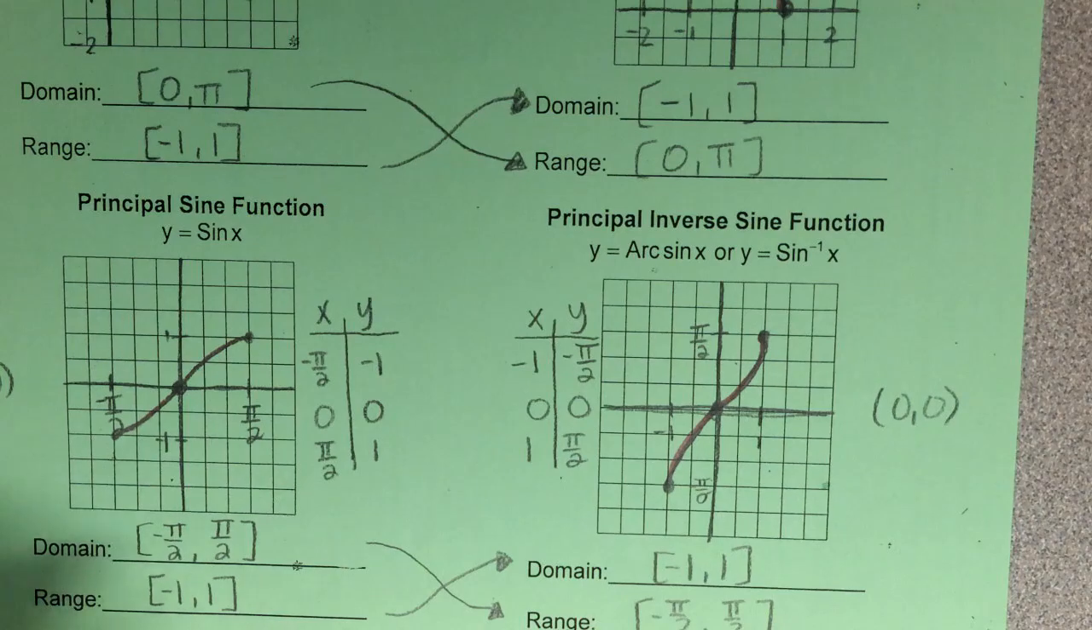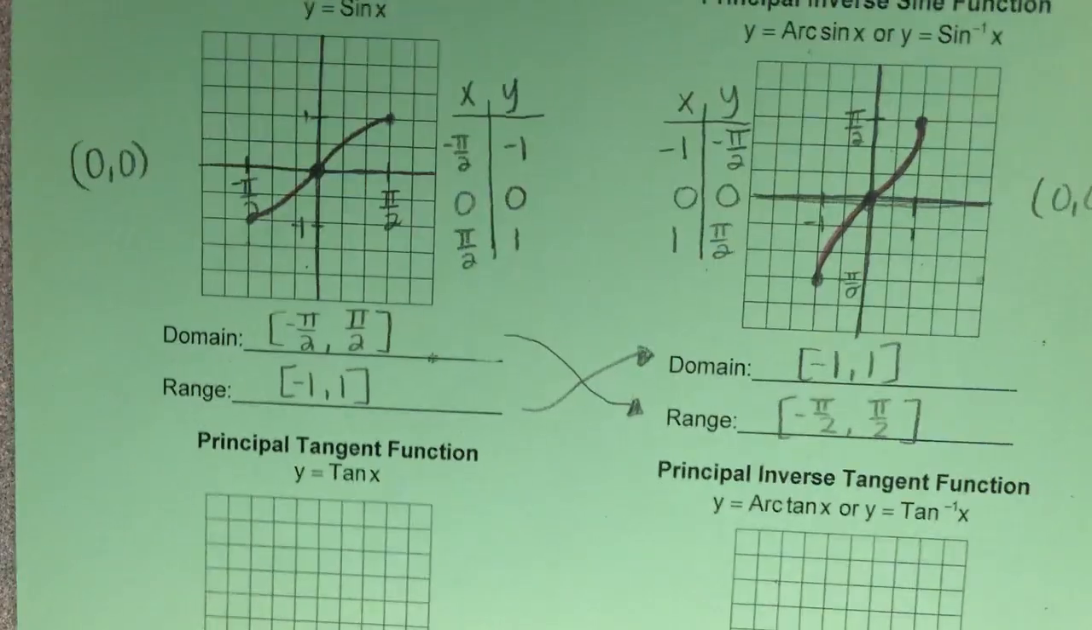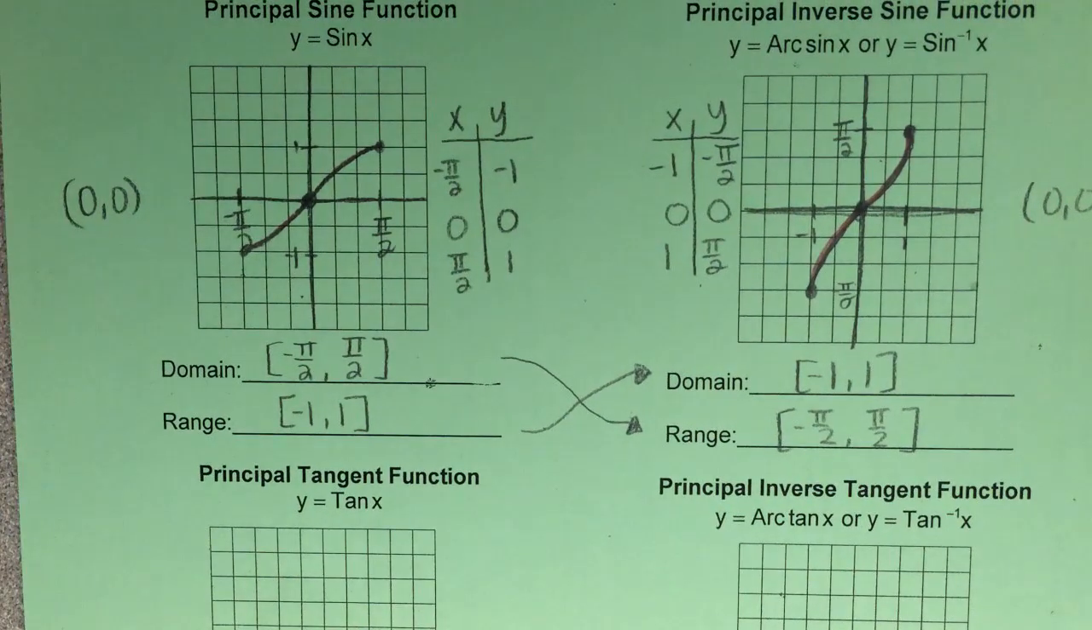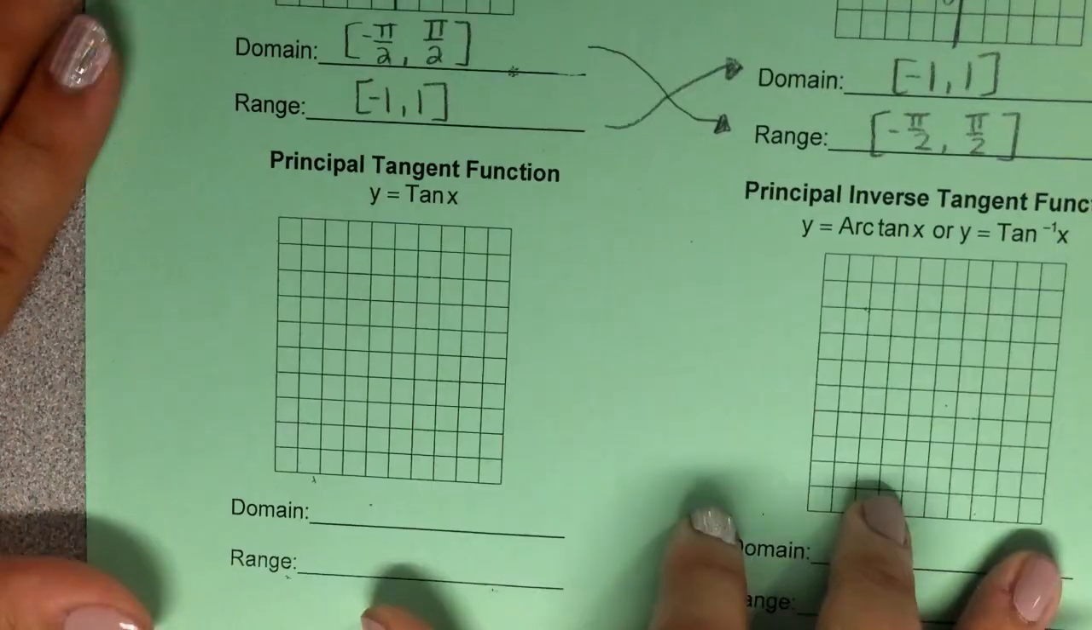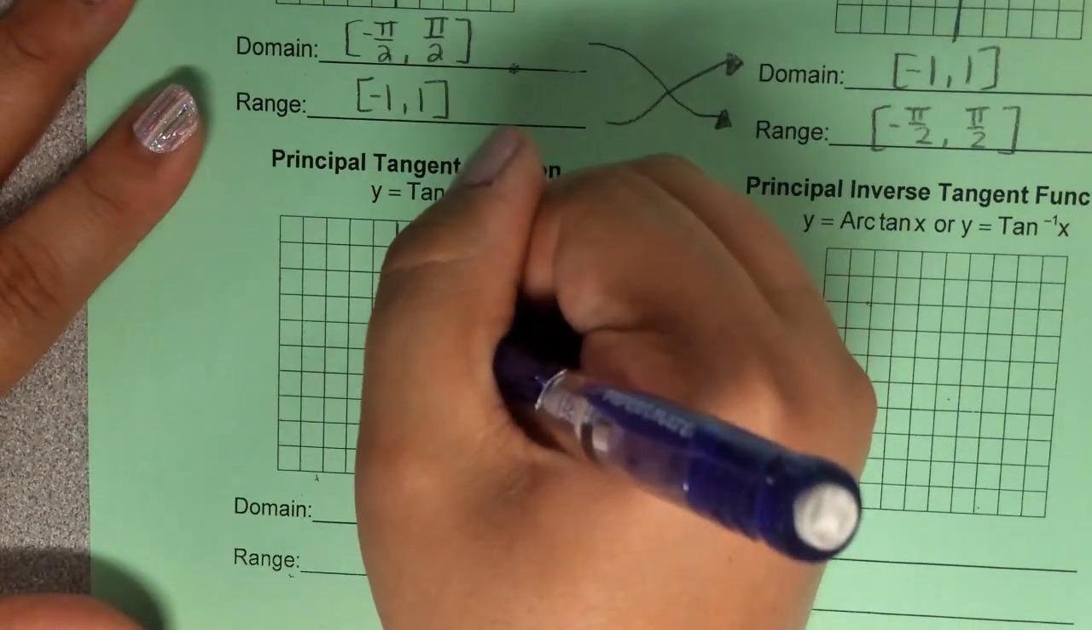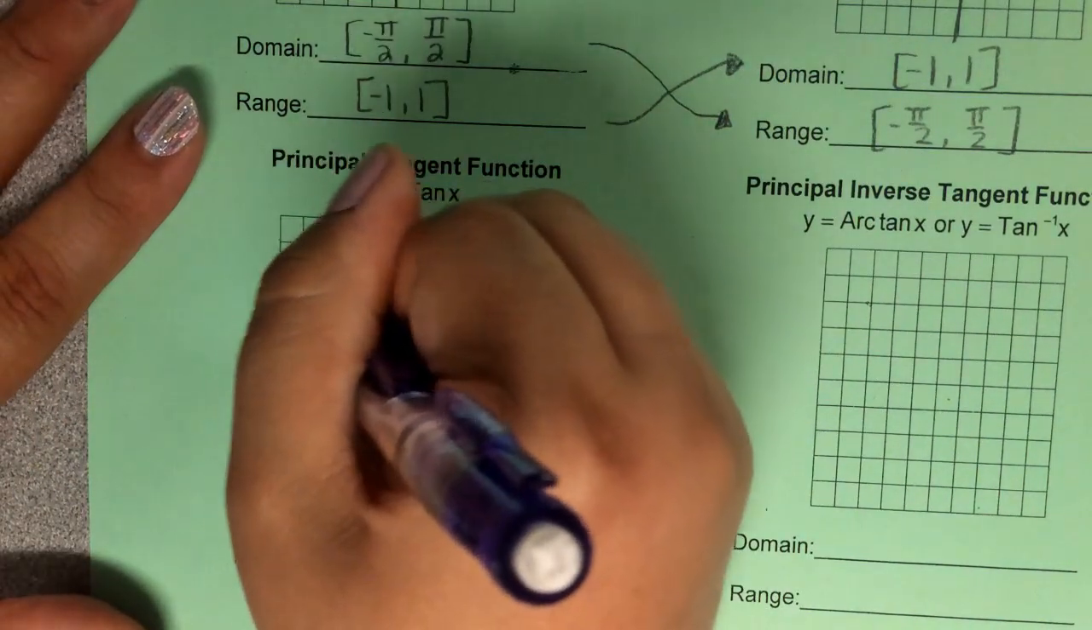Do I have any questions so far? Let's think about tangent. Your regular old tangent parent function. Is it 1 to 1 already? Yeah, so I'm just going to graph the tangent parent function right here. Because tangent's so sweet, it's already 1 to 1.